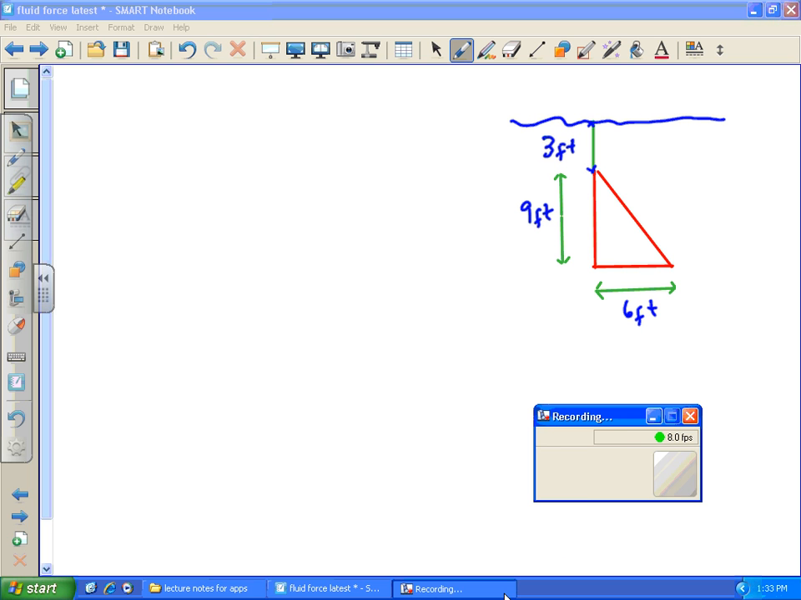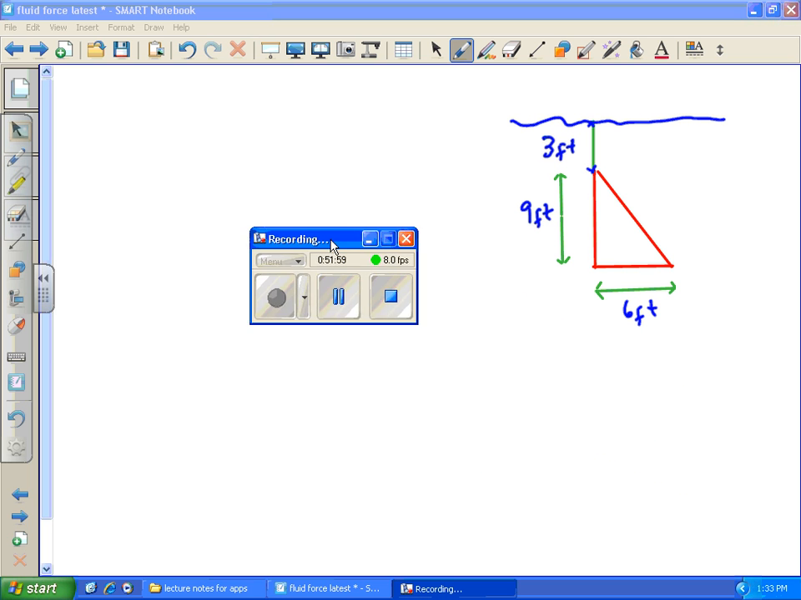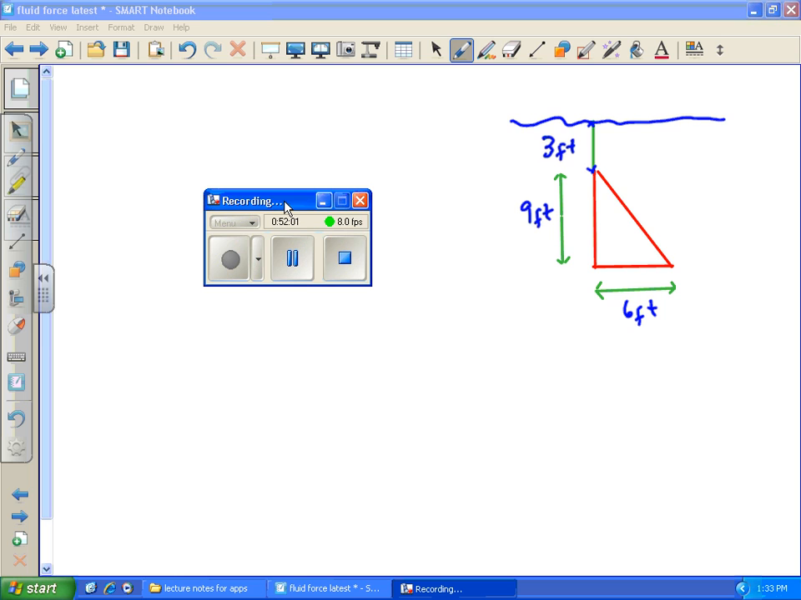I'm going to give you a little bit of time to think about how would you set it up, where would you place your axes, and then we'll come back and discuss the solution.